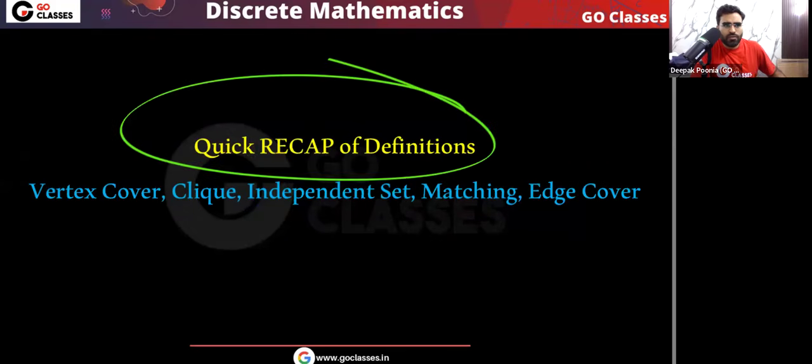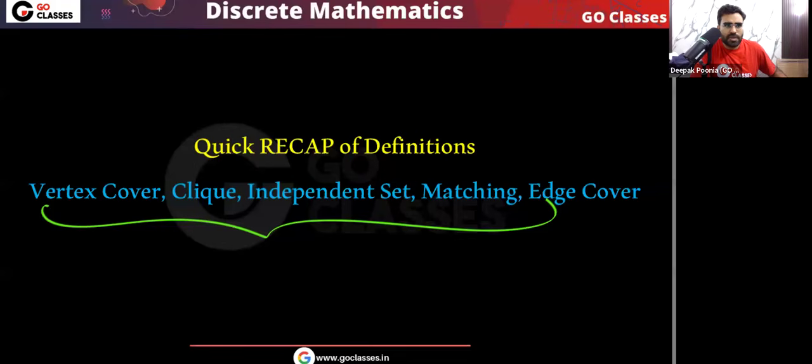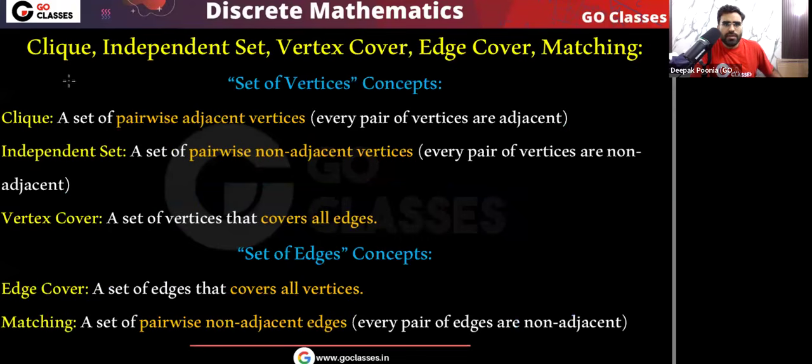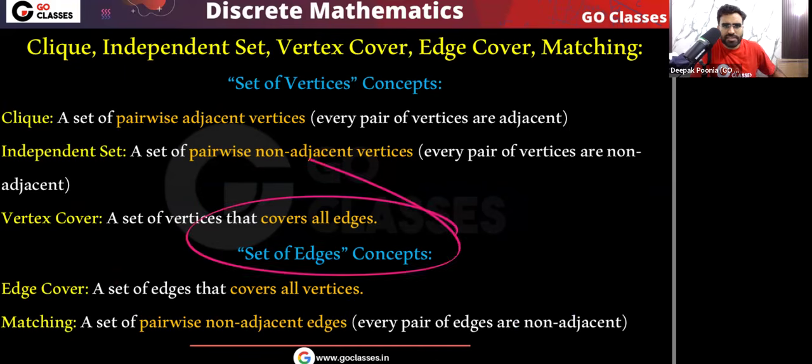Let's quickly do the recap of the definitions of these concepts: vertex cover, clique, independent set, matching, edge cover. So let's do the quick recap. Let me tell you, these concepts, clique, independent set, and vertex cover, these are set of vertices concepts, and edge cover, matching, these are set of edges concepts. Okay. So let's see the definition.